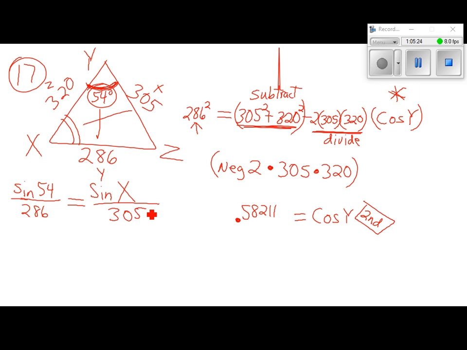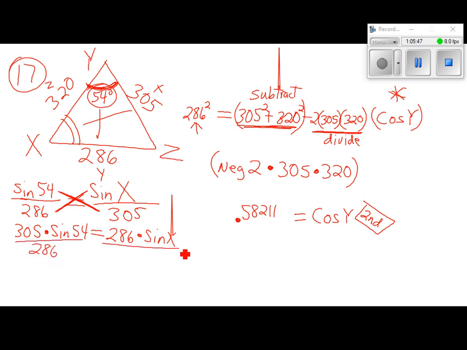Now we go back to our calculators again. Remember, when you write this down, you write 305 times the sine of 54 equals, going this way, 286 times the sine of x. What do you divide both sides by? 286. Divide this by 286, divide that by 286. It cancels, and you're left with sine x equals, remember, type all the top in, hit equals, then divide it by 286, hit equals, and it's going to give you some decimal answer.